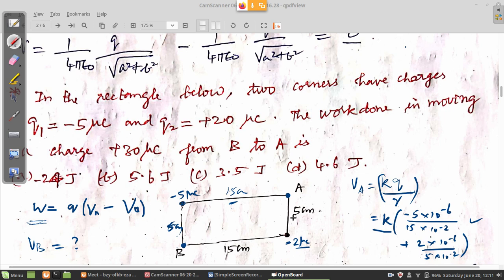9/15 is 3/5. So VA is 3/5 into 10, that is 0.6. 0.6 into 10 power 5 volts. Similarly, you calculate VB also. Then tell me the potential difference between these two points. Once you calculate that, you can easily find the work done.